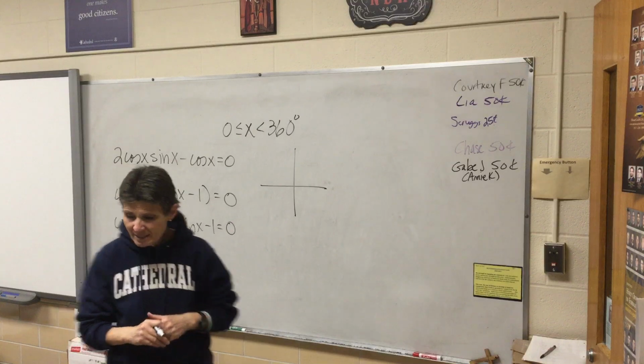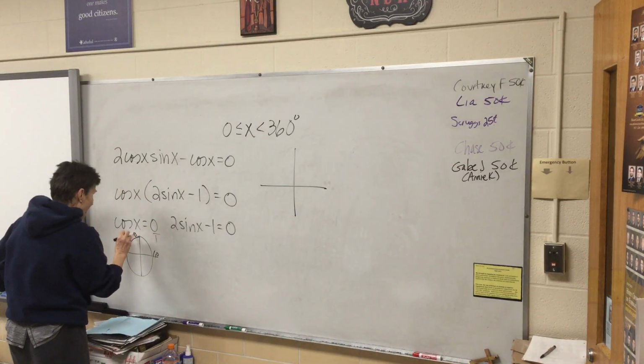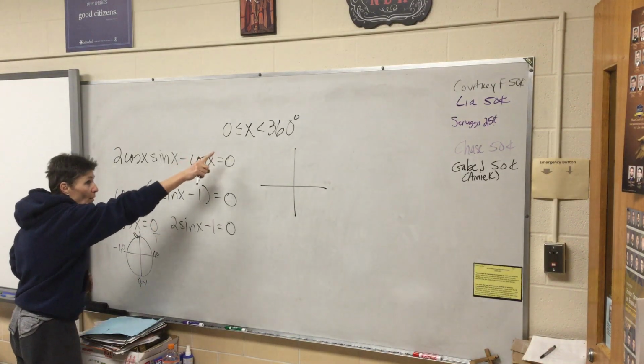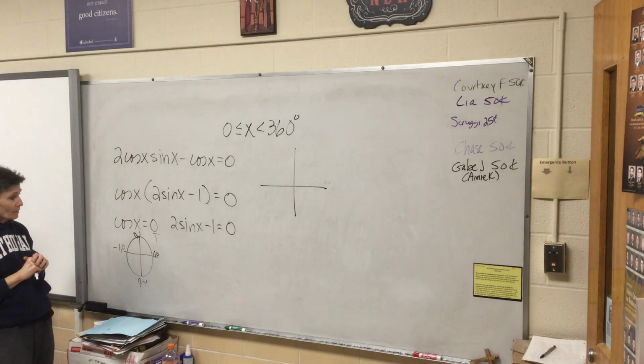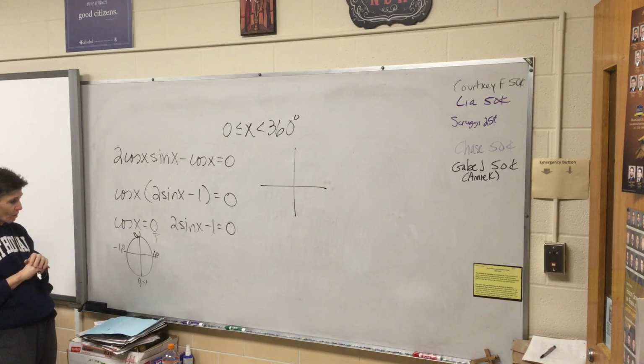So I need to look at my circle. And I need to go around the circle and find all of the points, because I'm going all the way around according to the directions. All the points where cosine or x is 0. Where does that happen? What are the angles that have a cosine of 0?